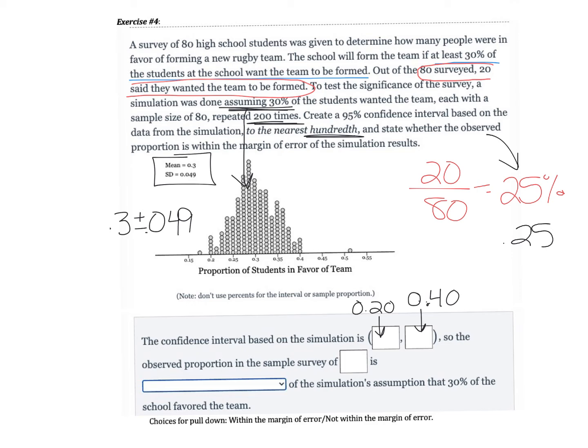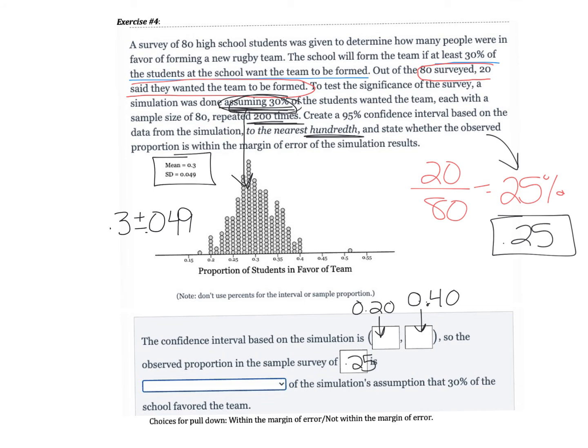We assumed the 30%. If the whole population of the school has 30% of them wanting the team to be formed, and we take samples of size 80, we're expecting them to fall between 0.20 and 0.40, or at least 95% of them will. So the observed proportion, here's our observed proportion of 0.25.